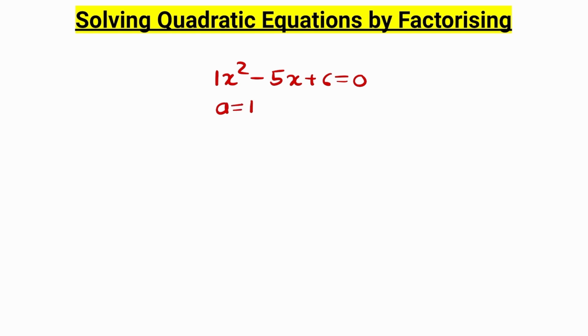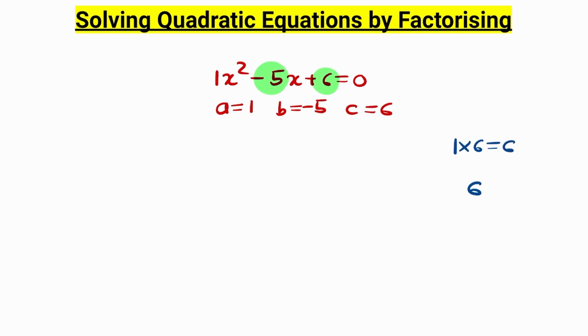What is b? Here minus 5. b is equal to minus 5. What about c? c is equal to plus 6. First of all, we have to multiply 1 and 6. 1 multiplied by 6 is just 6.